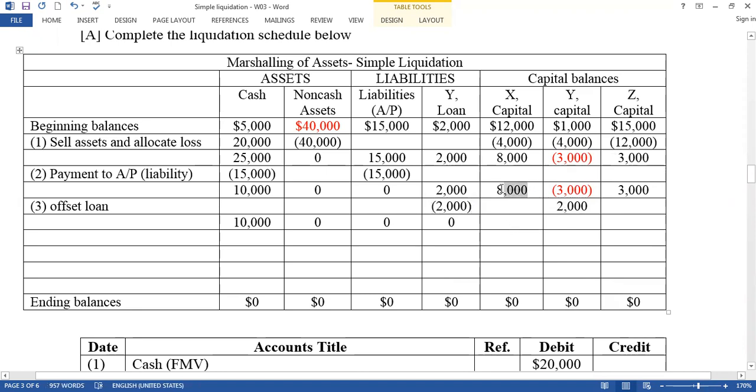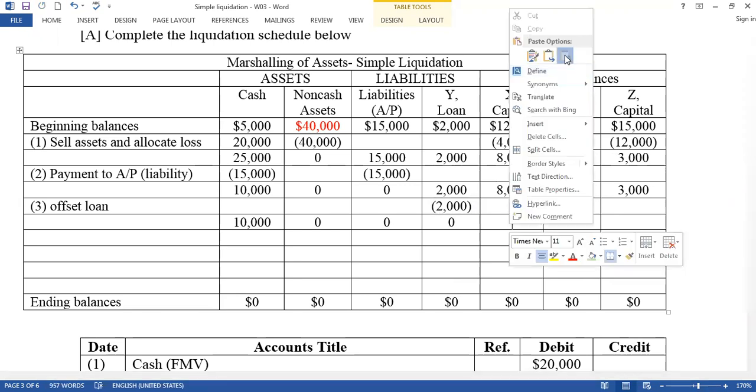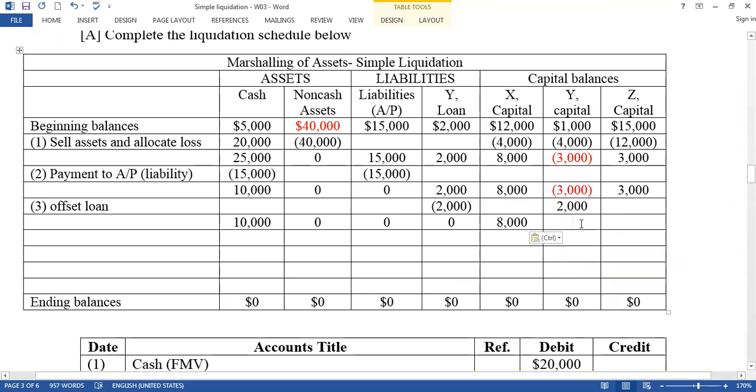Now, what is the X capital balance? X capital balance $8,000. Now, what is the Y real loss, real capital deficiency? $1,000, right? $1,000 is the real deficiency at this moment because we offset the loan. And what is the Z balance? Z balance is $3,000.